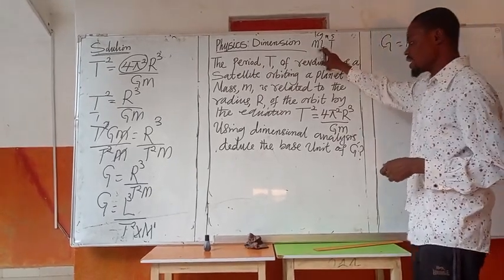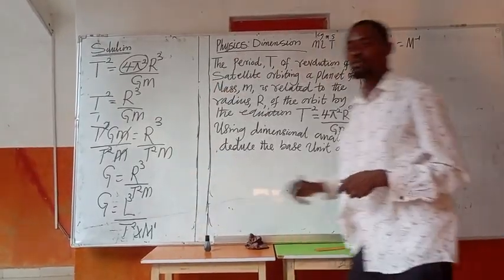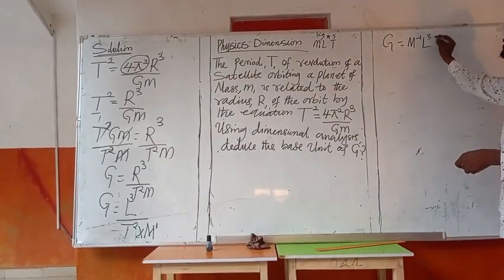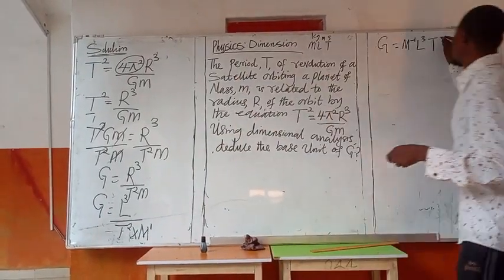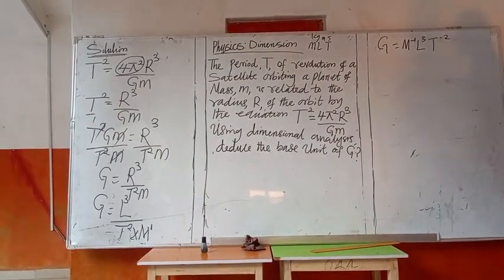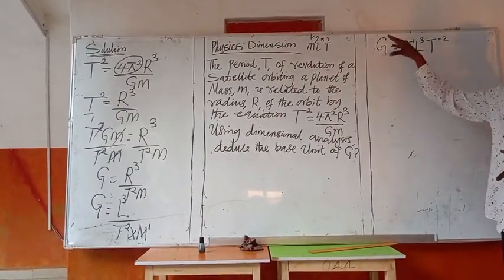Then the next one is L. L is in the numerator already. It is L raised to power 3. Then T is in the denominator, which is raised to power 2. When it comes up, it changes to minus 2. This is the dimension. But this is the dimension for the universal gravitational constant.